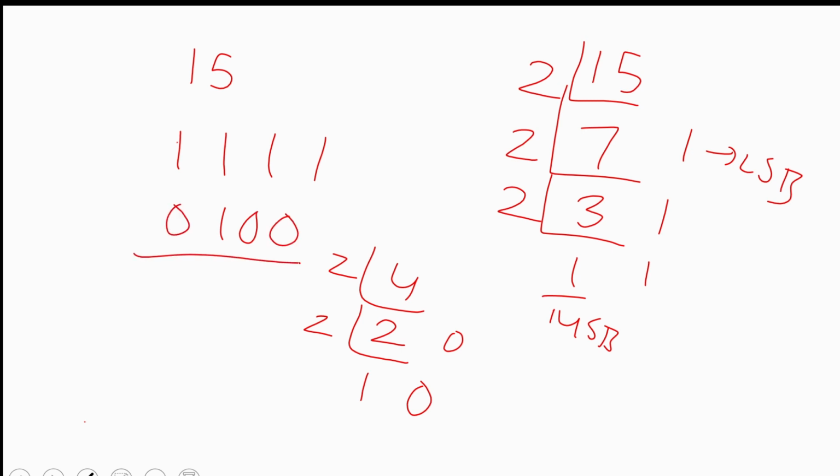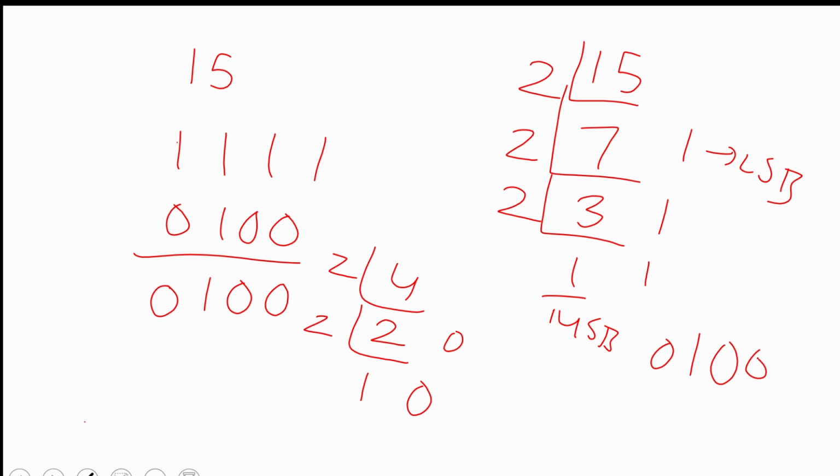Now if you are performing the bitwise AND, 1 and 0 you will get 0. 1 and 0 you will get 0. 1 and 1 you will get 1. 1 and 0 you will get 0. Now 0, 1, 0, 0. If you are converting into a decimal number, you will get 4.